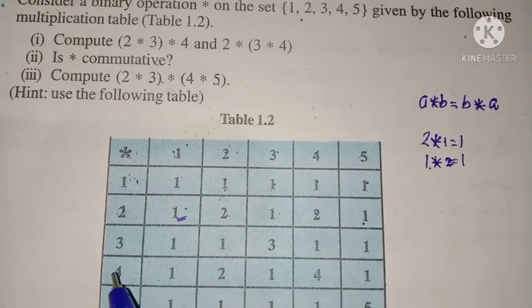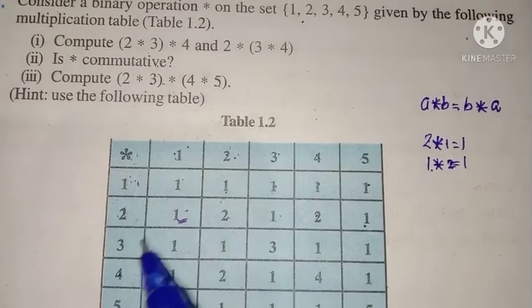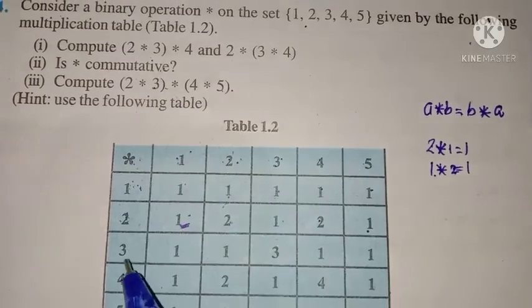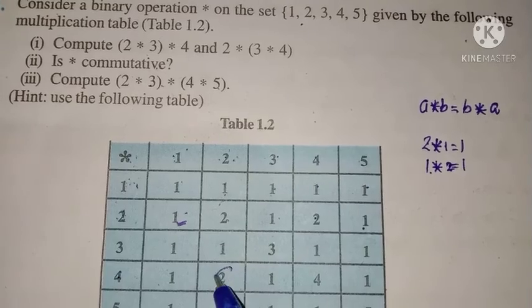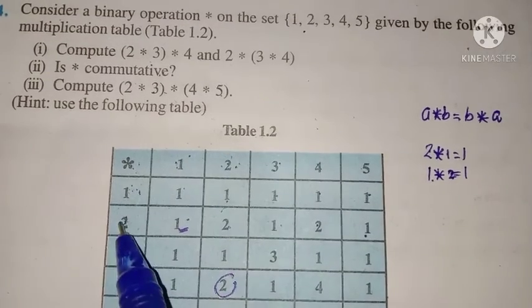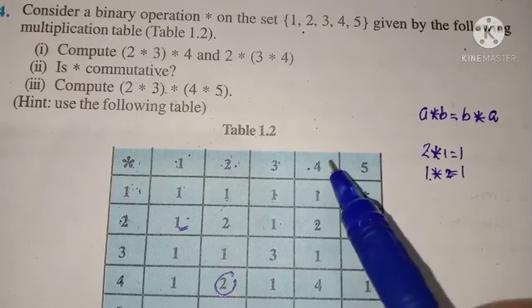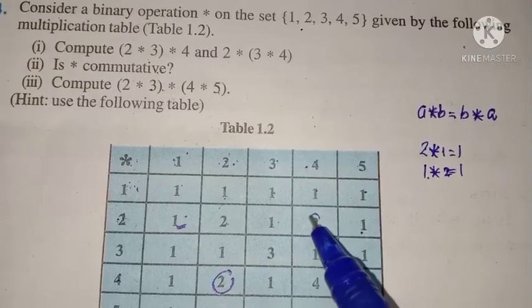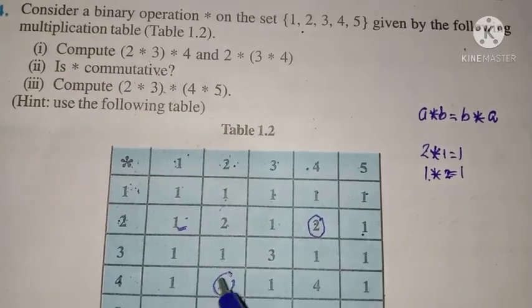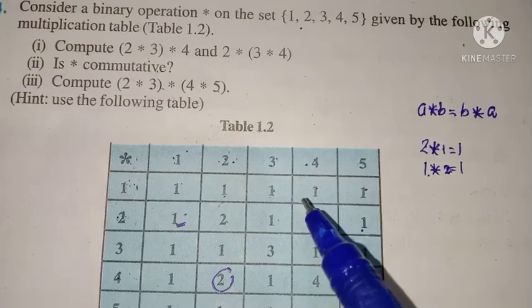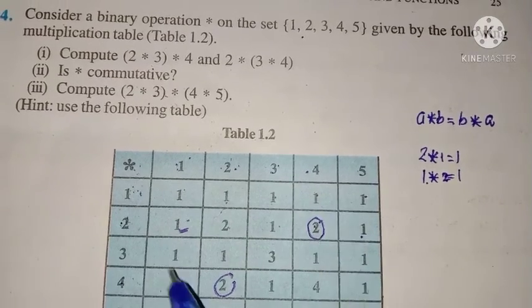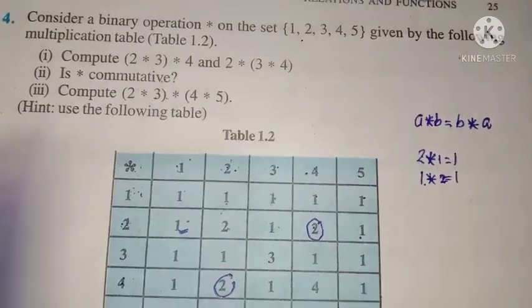Take another example, 4 star 2. What is 4 star 2? 4 star 2 is 2. What is 2 star 4? 2 star 4 is 2. So 4 star 2 is the same as 2 star 4. So star operation is commutative.